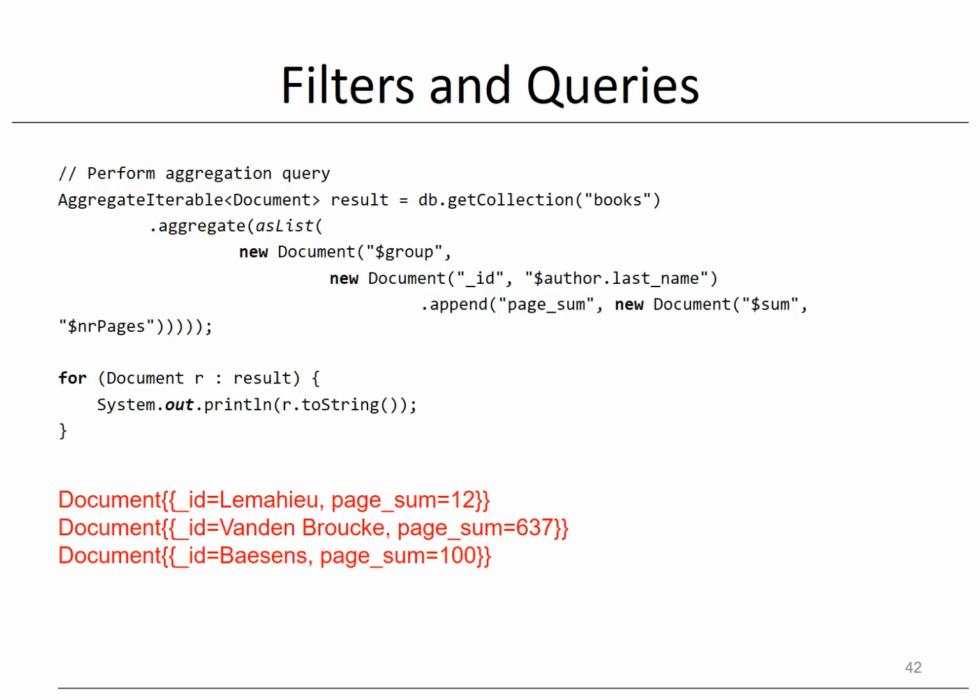Apart from basic filtering and querying operations, most NoSQL document stores support more complex queries. For example, this Java code shows how you can perform a query which shows the total number of pages across all books grouped by author. The output is again shown in red.